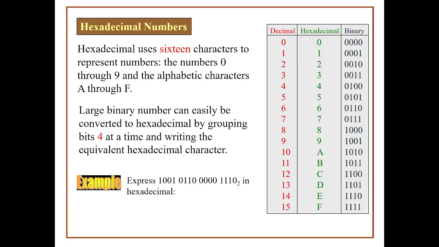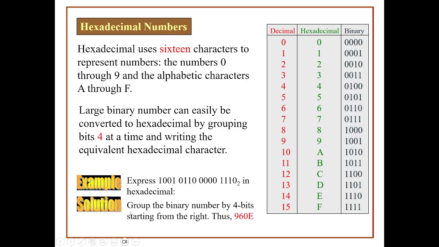So for example, if you want to express 1001 0110 0000 1110 in hexadecimal, from binary to hexadecimal, group the number by 4 bits starting from the right. Thus, we get 960E. We can observe that 1110 is E.